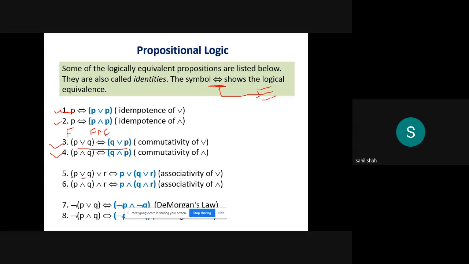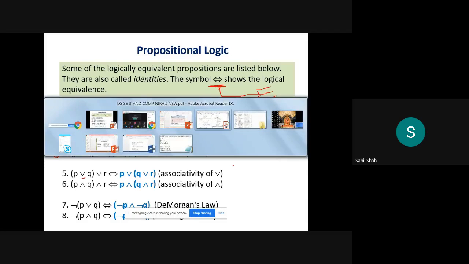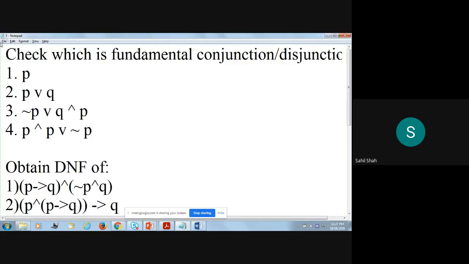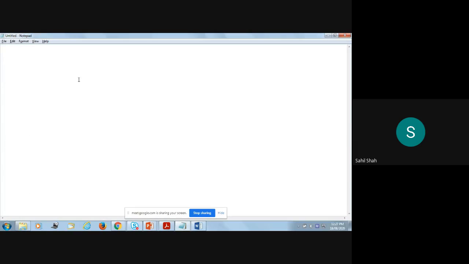You will observe that the truth values for the left sub-expression will be exactly the same as the truth values of the right propositional statement or expression. It is similar to saying, if I perform addition of two numbers, let me go back to my notepad so that it will be more clear. If I say 3 plus 5 plus 8, can I write it like this? 3 plus 5 plus 8. It is the same as this.